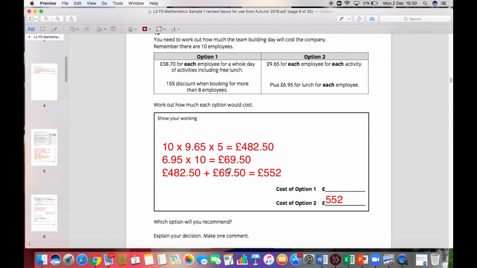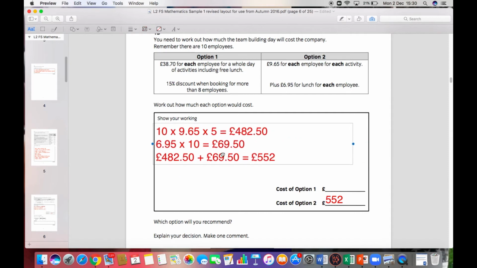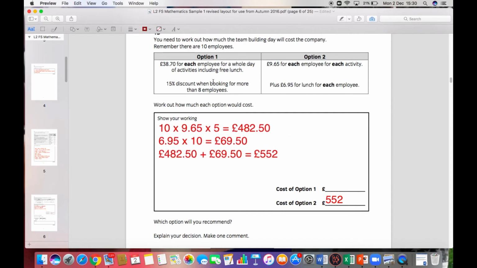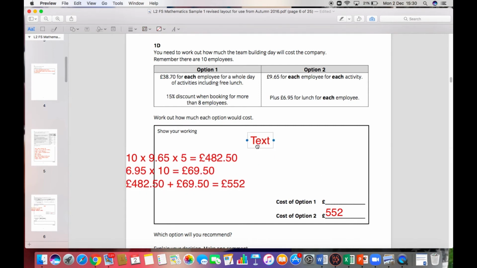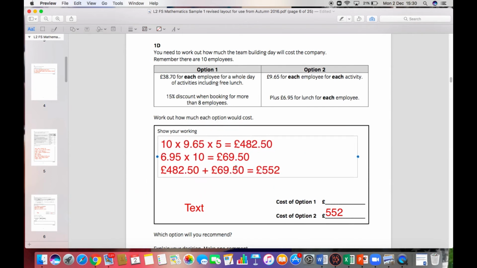Fine. Looks like a lot though. A lot of money. But anyway, now let's look at option 1. Option 1 is £38.70 for each employee for a whole day of activities including free lunch. So that's all right then. So we just need to work out, first of all, £38.70 times by our 10 employees.